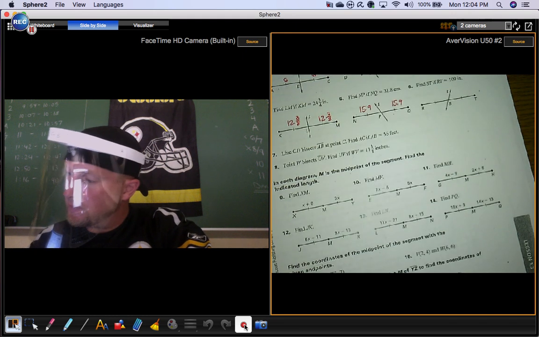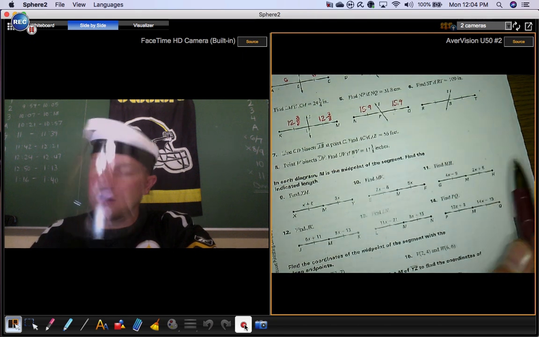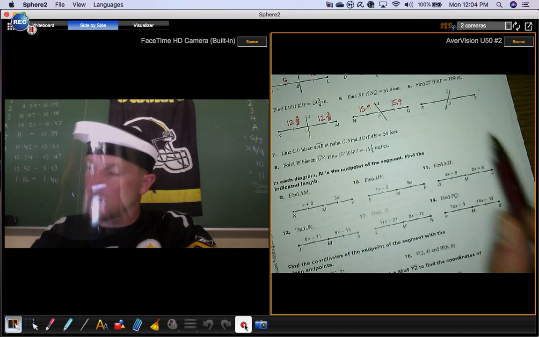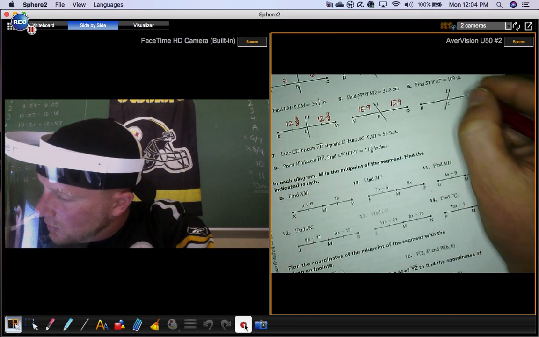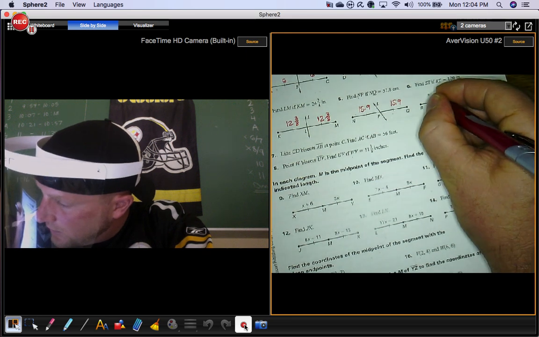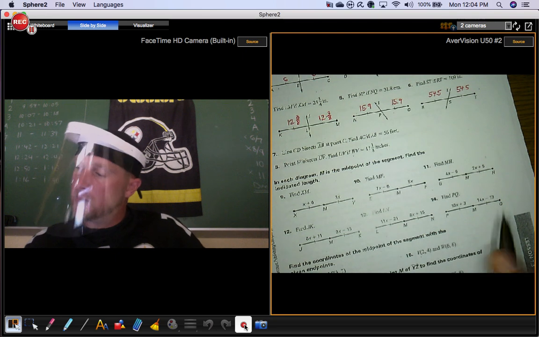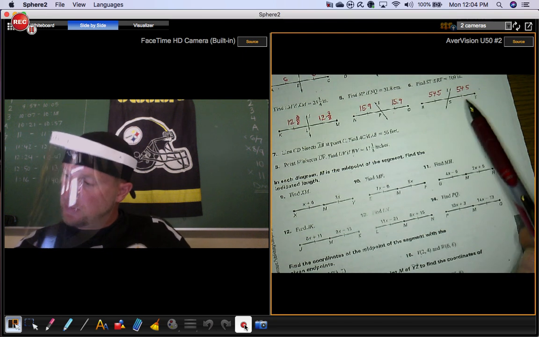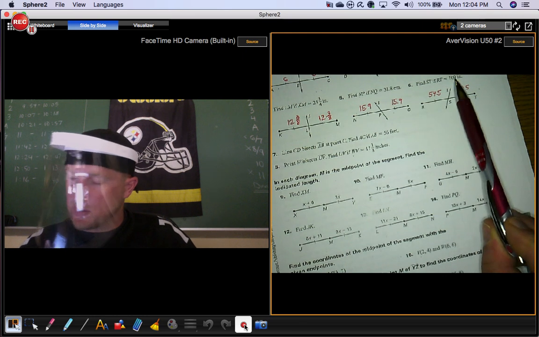Number 6, find the distance from S to T if the distance from R to T is 109. These two pieces are equal, so again, you're dividing by 2. So we'll call this 54.5 on each side. Again, you're just dividing by 2. You can always double check your work. You can always add these back up, make sure you get that guy.